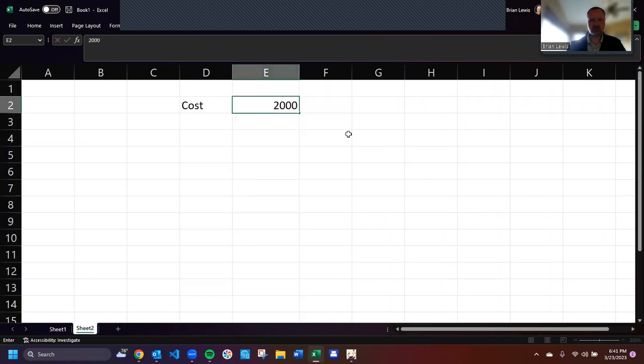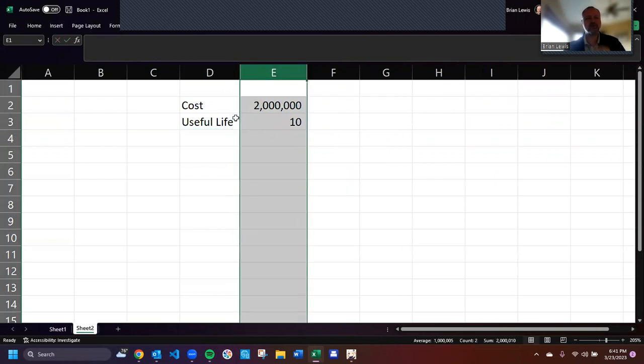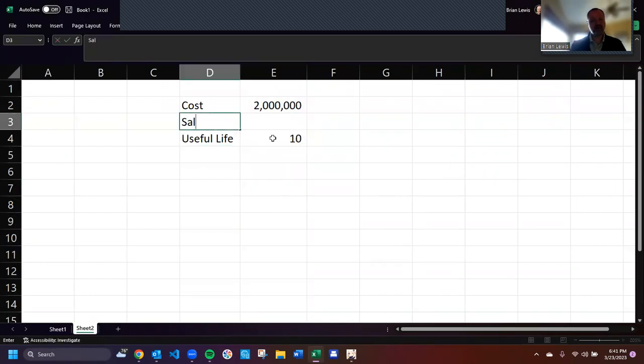So $2 million, and the useful life is 10 years, right? So right off the bat, and this one has no salvage value. Did it have salvage value? No, it didn't tell us the salvage value. I'm going to put in a salvage value. You can always take it out for the ethics assignment. Okay, let's say the salvage value is, I don't know, $50,000.